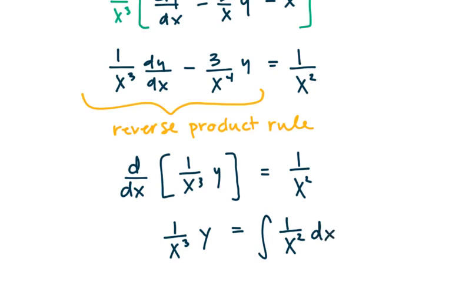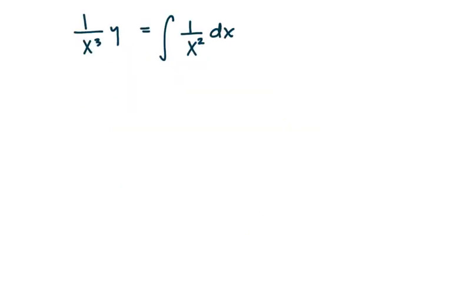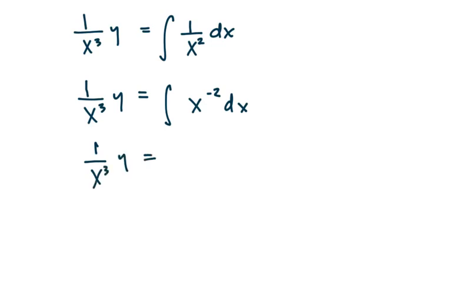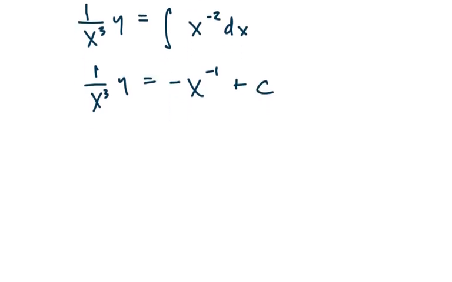Now I'm going to continue to the next page. I've rewritten my problem, so we'll continue on. I'm going to integrate on the right, and in order for me to integrate that, I'm going to rewrite it as x to the negative 2 dx. So we continue along integrating. I've got 1 over x cubed y. When I integrate this, I get negative x to the negative 1 plus c, using my power rule.